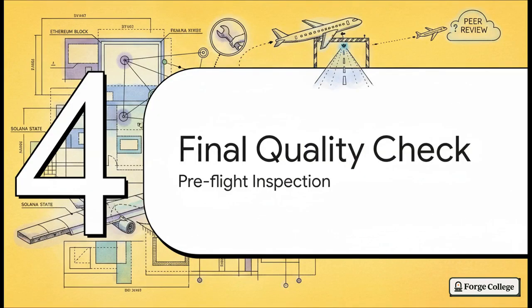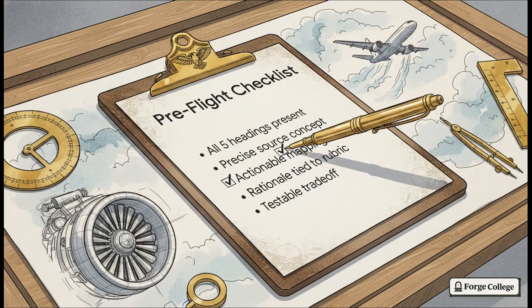And that brings us to Section 4, the final quality check. Think of this as the strict pre-flight inspection checkpoint right before you submit your draft for peer review. If you don't pass this, your architectural design just does not fly. So let's run down this pre-flight checklist rapidly. Are all 5 headings present? Check. Is the source concept precisely named, meaning you actually wrote mapping address to uint256 instead of just vaguely throwing out the word balances?